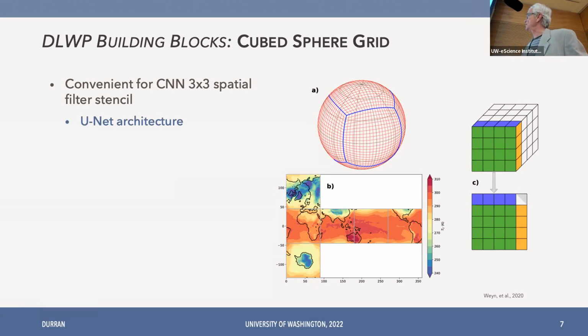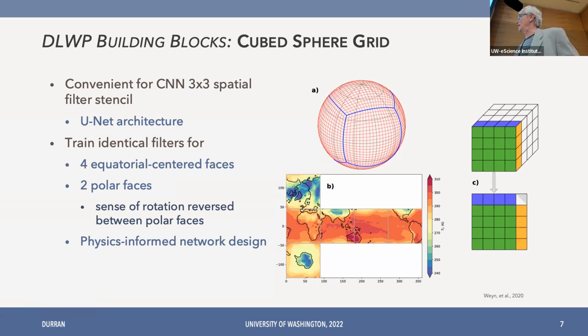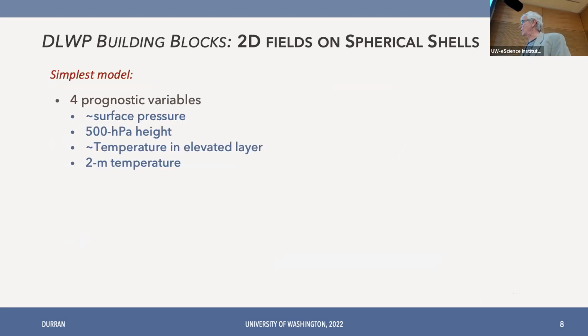We can wrap it around the edges of our cube nicely using something called the UNet architecture for our overall structure of the deep learning network. We're going to train identical filters to use on all 4 equatorial faces. So that's these 4 here. Then we're going to train another set of filters that are going to be used everywhere on the 2 polar faces, and we'll flip the sense of rotation between those 2 sets of filters because that allows for the difference in the spin of the Earth and the North and South Pole. And this is sort of a physics-informed network design, which I think actually has turned out to work quite well.